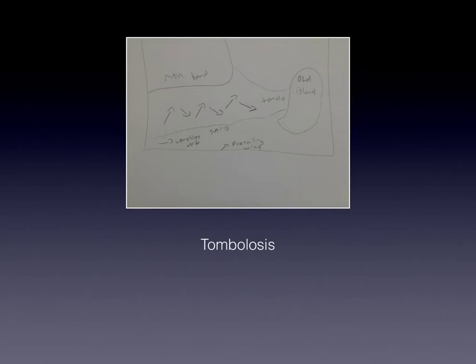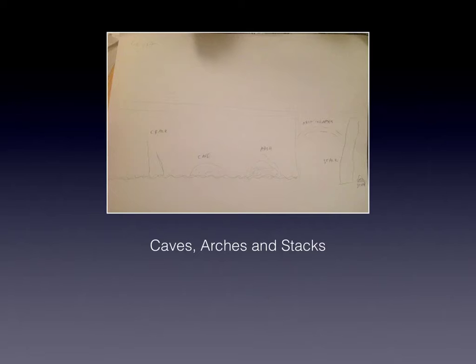Tombolos are basically when waves keep hitting the sides of the river and it hits the main part of the beach. Caves, arches, and stacks.